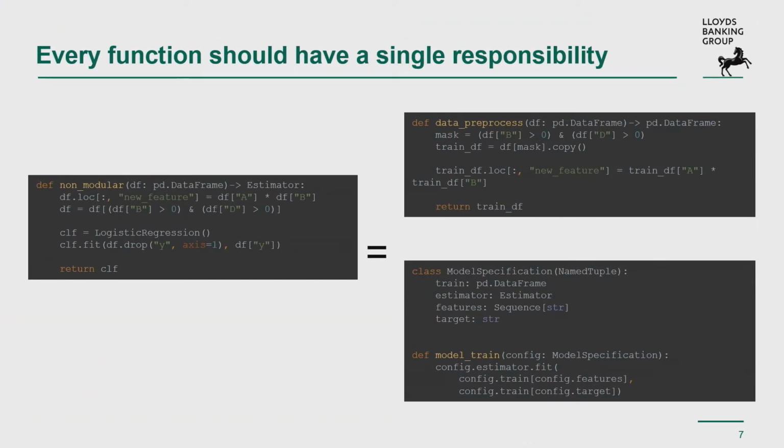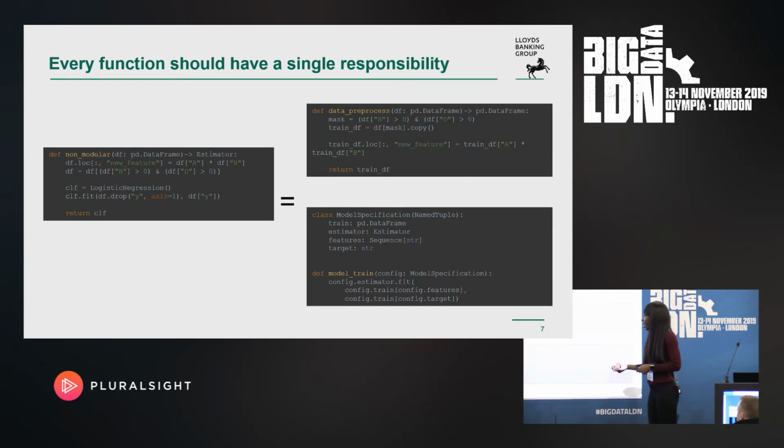But I've got a very, very simple function here that is very little, and by default you expect it to just do one thing. But this function basically takes in a data frame, does some pre-processing to it, fits it to a logistic regression, and returns the fitted object. Already that function is doing one too many things, when your function should have a single responsibility, just one simple thing.